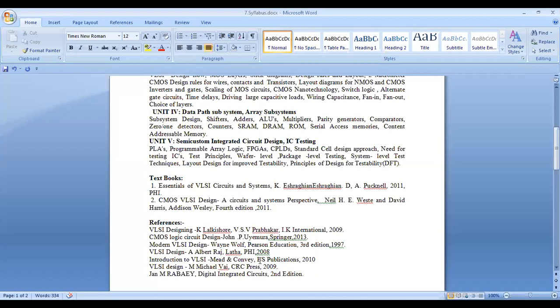So these are the textbooks that you have to refer to. And the second one is CMOS VLSI Design by Neil H. E. Weste and David Harris, Addison Wesley Publishers, fourth edition. There are some more books which you are going to refer to for some particular topics.